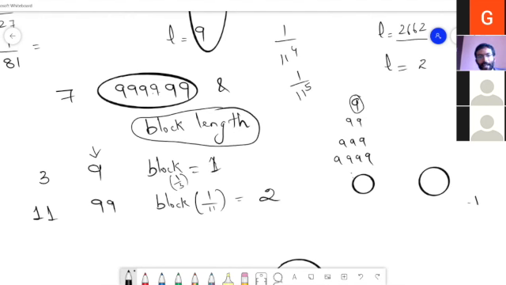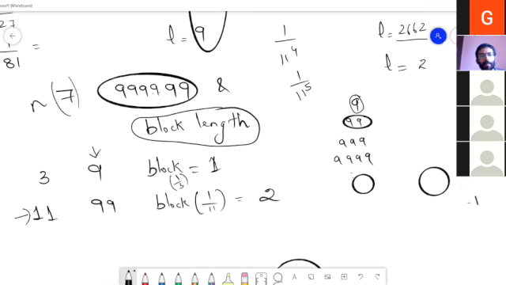Okay. And then let us take this number 11. So 11, the smallest sequence of 9s which is a multiple of 11 is 99. Okay. And the length of the repeating block of 1 by 11 is 2. Right? So the question is, is there any connection between the smallest sequence of 9s which is a multiple of the number, and the block length of 1 by n?